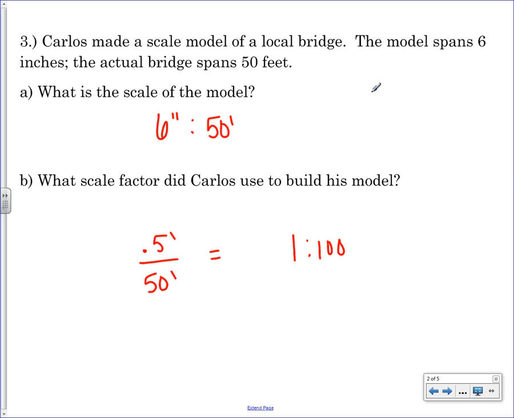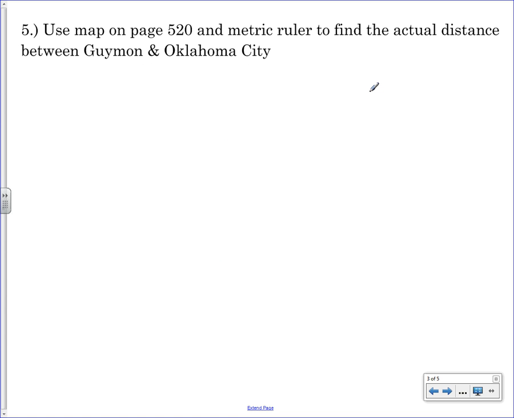So our answer to part B is 1 to 100. This is our unitless ratio, 1 to 100. We had to change it to the same unit before we could move on, but at the end, there are no units. Okay? All right, for question 5, you're going to have to go to page 520 in your book.